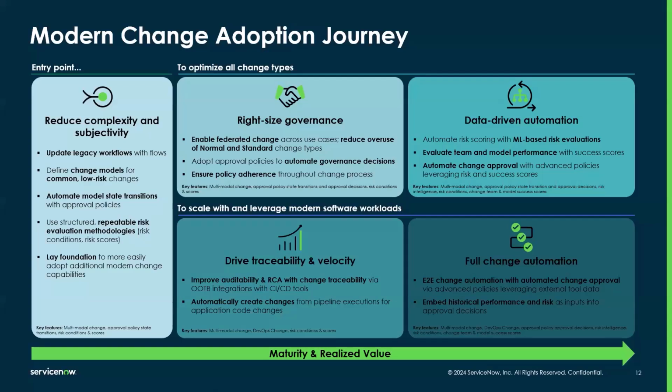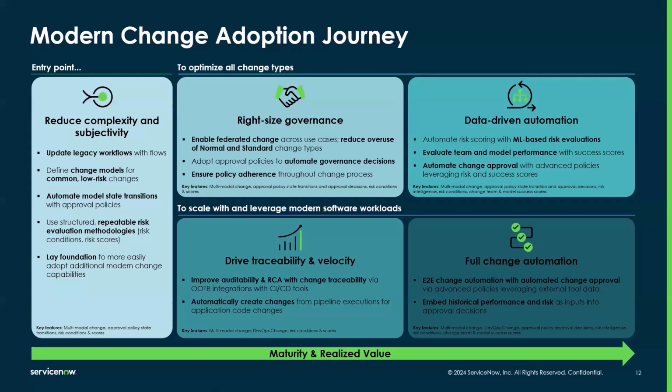And then we continue down the automation path, really looking at the data and how we can use data to drive this automation and the various ways we can assess risk. Ultimately, we were looking to take the subjectivity out of the change process, where it's appropriate, and really driving traceability and velocity in the change process.